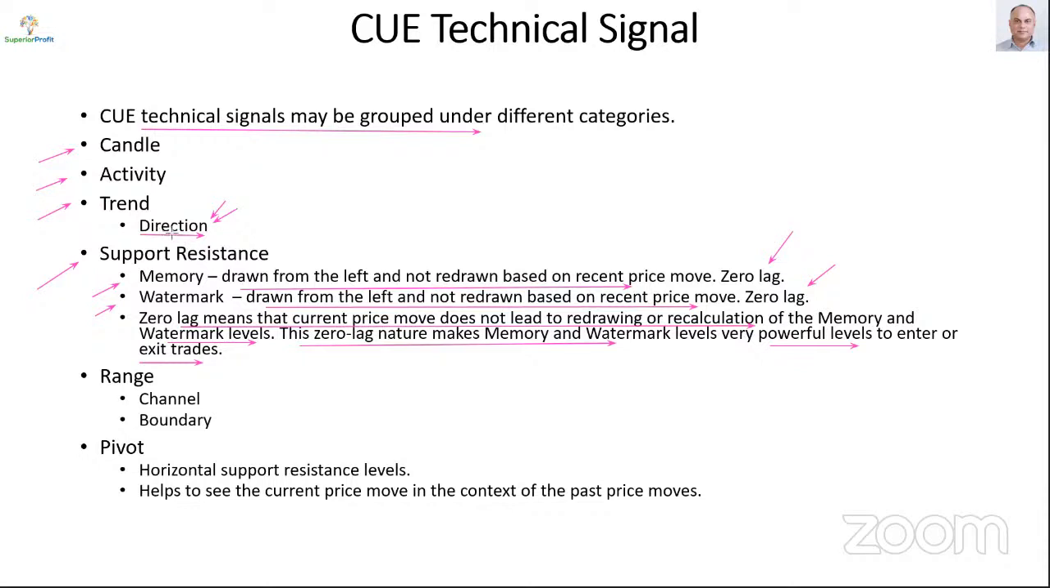Those line indicators are redrawn based on recent price moves, but not so for memory and watermark levels. That's why these two levels are very important and powerful, because we don't worry about lags, we can make instant decisions.